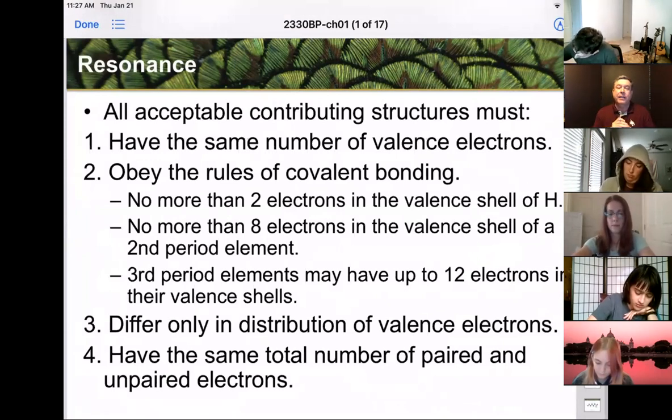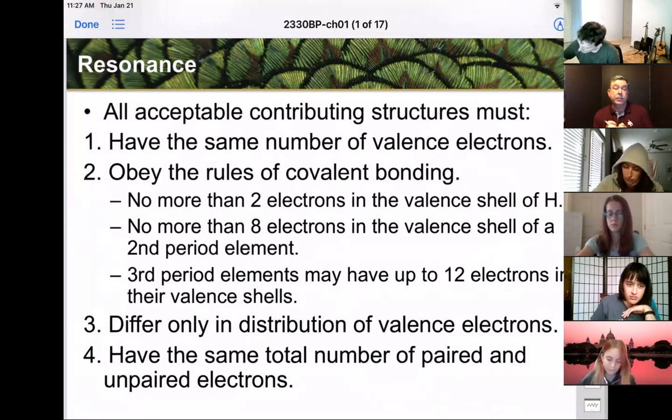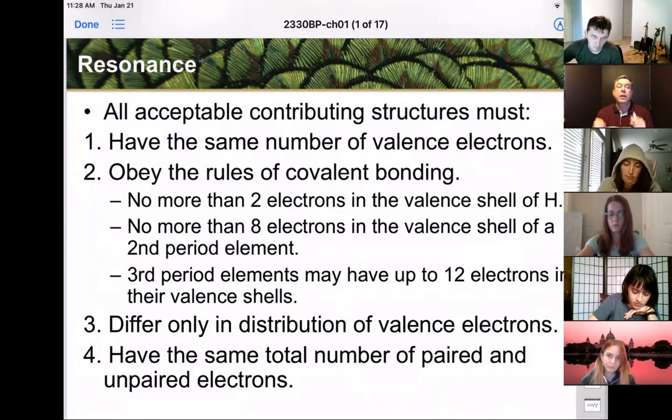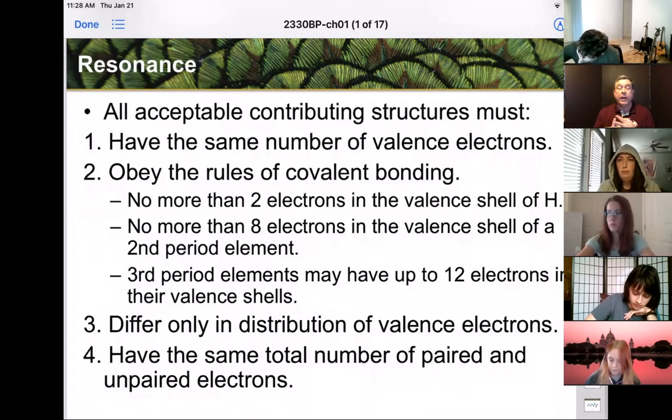What I mean by valid is that we have to follow all the rules for Lewis dot structures. So all of these contributing structures must have the exact same number of valence electrons. You can't add or subtract electrons. That's a reaction, okay? Second, you must obey all the rules for your Lewis dot structure: 2 electrons on hydrogen, 8 electrons on group 2s, and up to 12 electrons on period 3s, okay? The only difference is where the electrons are. You cannot change connectivity. You cannot break single bonds. You can move double bonds, but you cannot break single bonds.